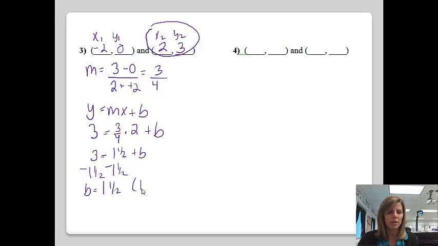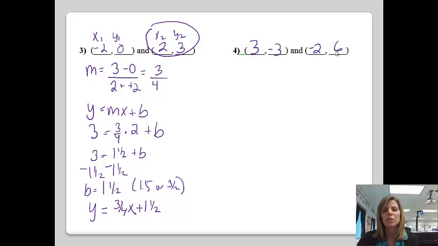You could also have this as 1.5, or you could have it as 3/2. All of those would be equivalent answers. And then my equation of my line will be y equals m, which is 3/4 x, plus the b, which is 1.5. Alrighty, let's try one more. Let's say I've got 3, negative 3, and then I've got negative 2, 6.